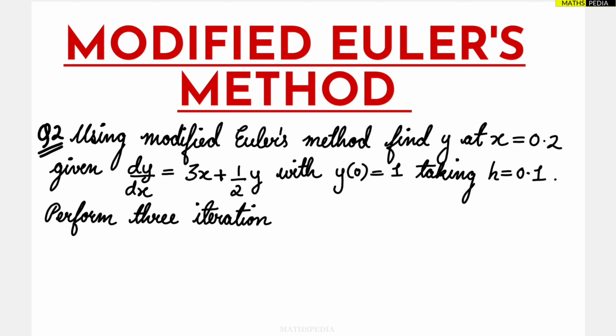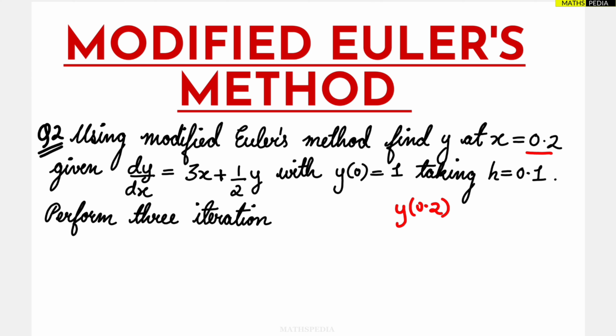So let us proceed. How many stages this problem has to be done depends on the value we have to find out. What is the value we have to find out? Let us try to understand here. They have said to find y of 0.2, right? They have said x equal to 0.2, find the value of y. That basically means I need to find y of 0.2.